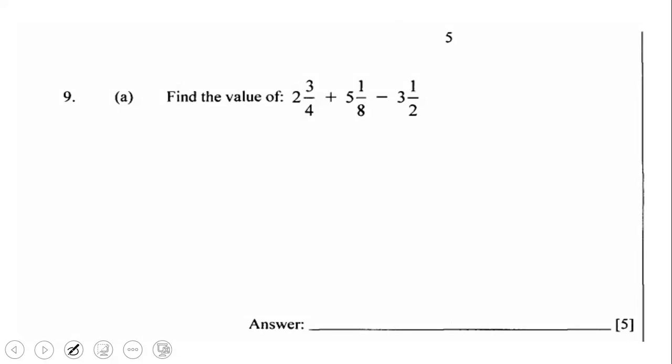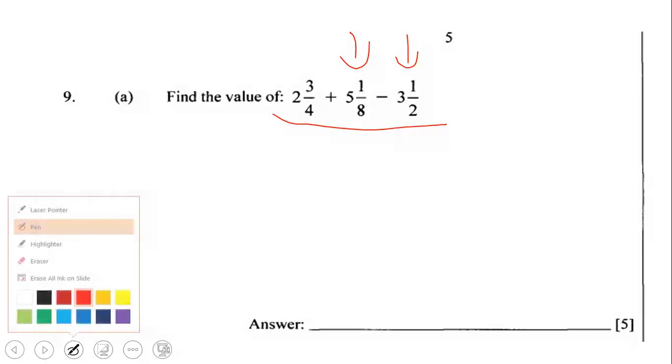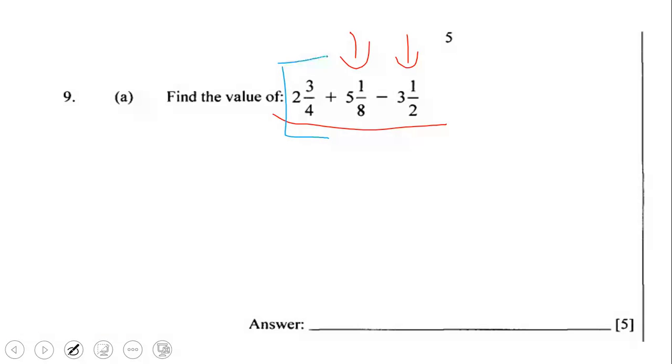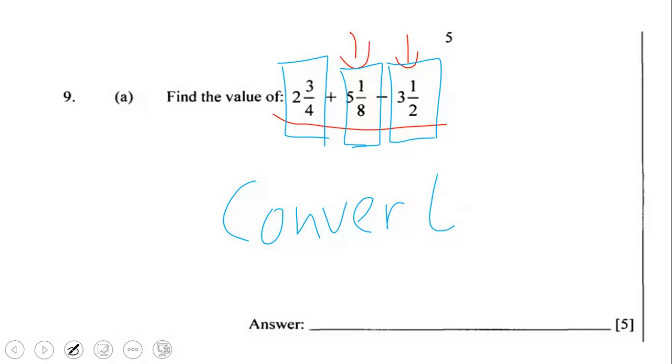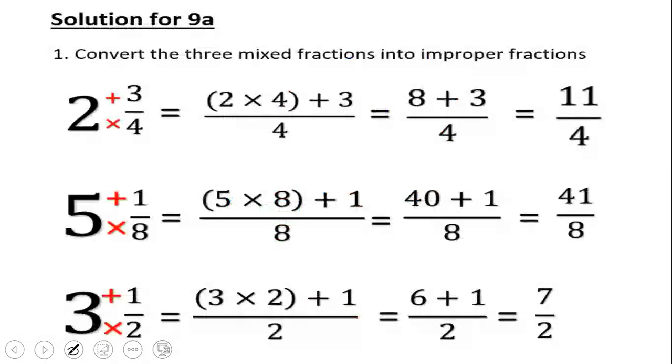Okay, now that you have attempted the question on your own, let's consider the question together. The question states, find the value of 2 and 3 over 4 plus 5 and 1 over 8 minus 3 and 1 over 2. The first step that I'm going to encourage you to do is take each of these mixed numbers and convert them to improper fractions. So convert the three mixed fractions into improper fractions.